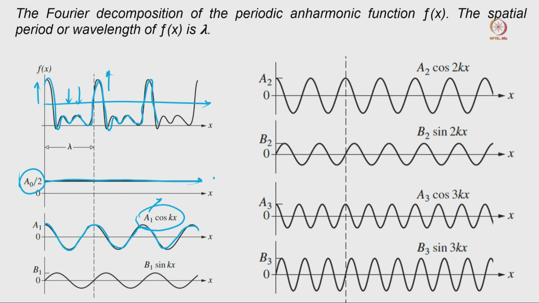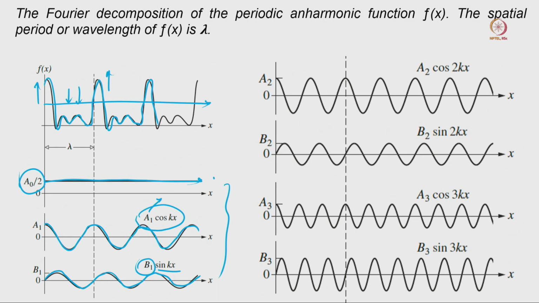Now, if I have a second choice, I will add a sine wave. This sine wave will start from here and go all the way. Now we can consider that B is the amplitude and then sine kx. So, in this particular case I am adding three waves together: one is A0 by 2, then A1 cos kx, then B1 sine kx.